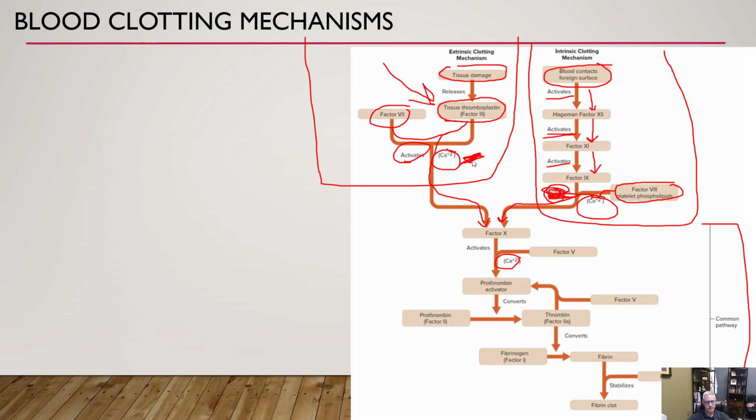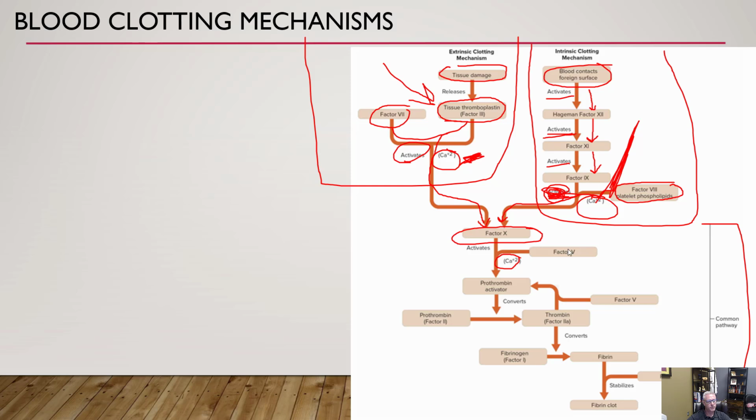On the intrinsic side, blood clots on the foreign substance, which activates this Hageman factor, factor 12, which activates 11, which activates 9. And then in the presence of calcium, factor 9 joins with factor 8 and platelet phospholipids to activate factor 10. So basically, once both the extrinsic and intrinsic pathways come to factor 10, that's going to be the start of our common pathway.